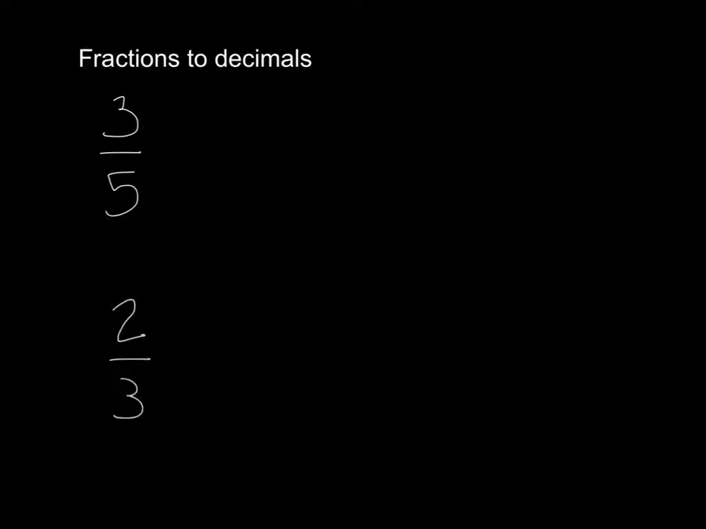Okay, here we have fractions to decimals. To convert a fraction to a decimal, what you need to do is take the bottom number, the denominator, and find out how many times it goes into the numerator.